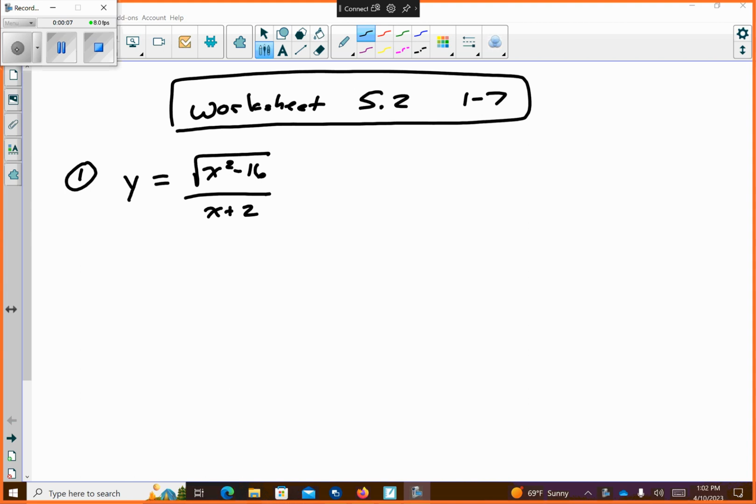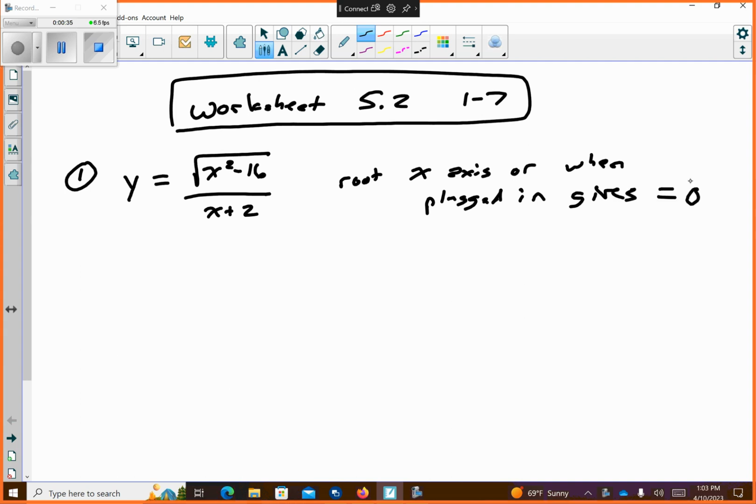So let's take a look at a few things. This problem, yes, we can plug it into Desmos, and we can figure out the roots. Remember, a root is where it's going to cross the x-axis, or when plugged in, gives an answer of 0. So that's kind of the first thing we need to decipher.